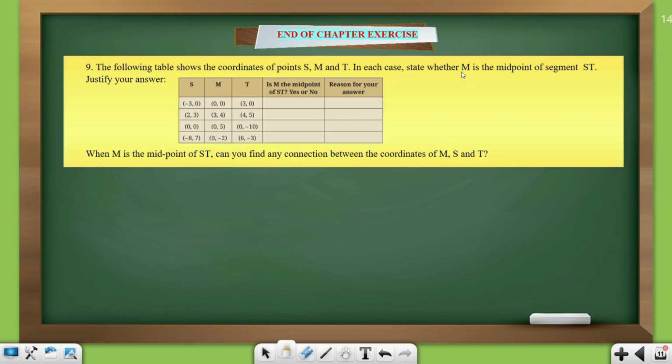We need to check whether M is the midpoint of the segment ST. So what we are going to do here is find the midpoint of S and T by using the midpoint formula.